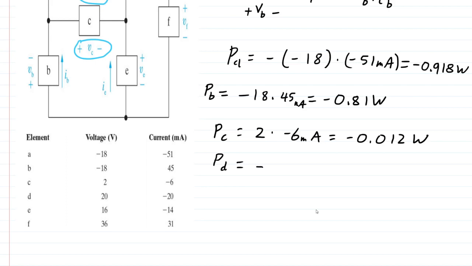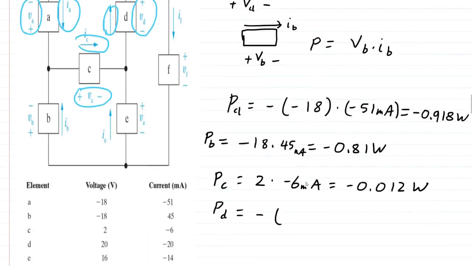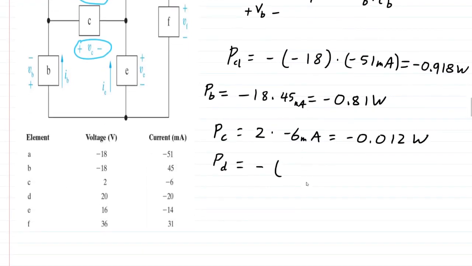Anyway, we have our minus up here because the current is flowing from negative to positive, or minus to plus, instead of plus to minus. And we have 20 volts dropped across it and 20 milliamps flowing through it. Let me actually put the minus here. This ends up being 400 milliwatts. And this is dissipated once again.